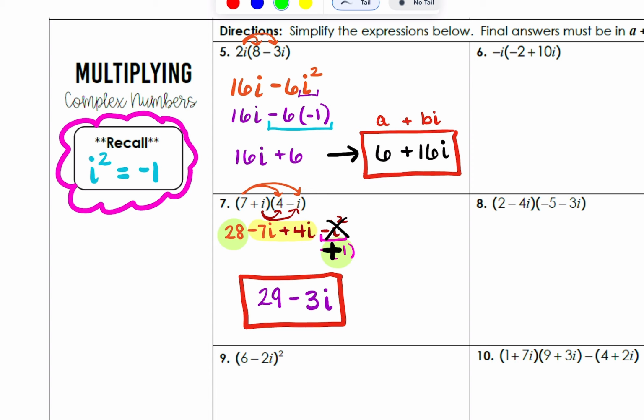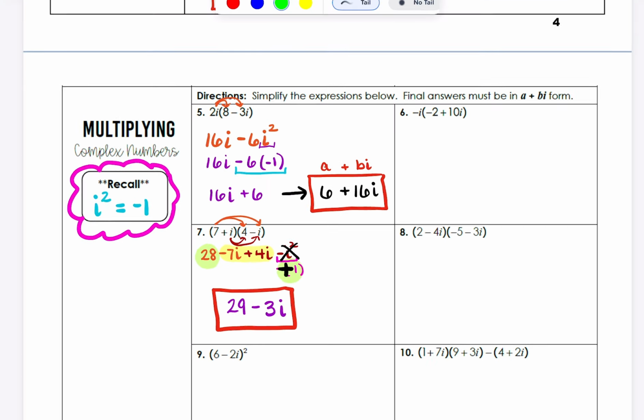So we do need to pay really close attention to our signs, because this is negative 6 times negative 1 here, for example, which we were able to simplify to get a positive. Here, this was minus i squared, so it became a minus negative 1, which ultimately became a plus 1.